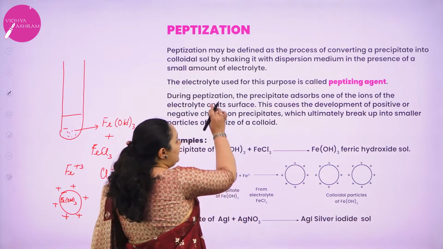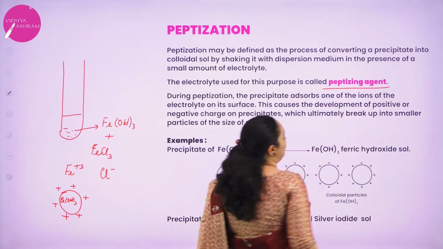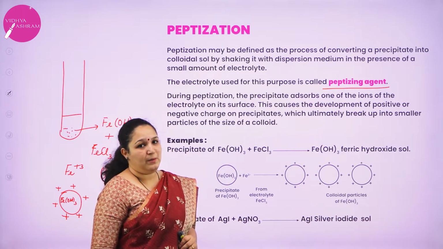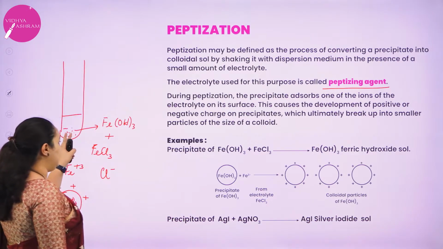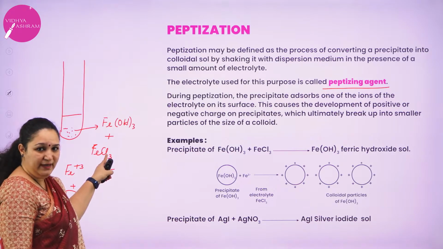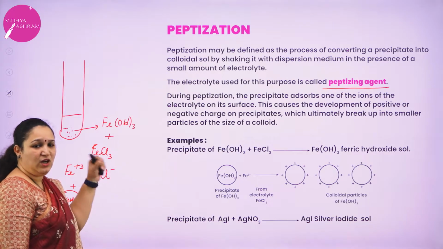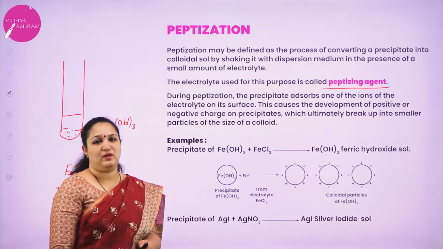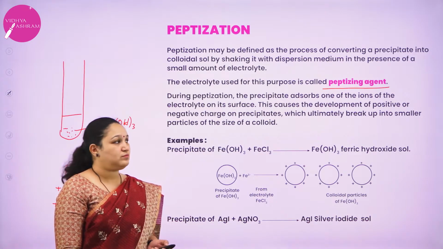The electrolyte which is used for peptization is called a peptizing agent. I hope you understood about peptization. What we have done is taken a precipitate, added an electrolyte with the dispersion medium, and shaken it, and you are going to get a solution of a colloid. So that is about peptization.